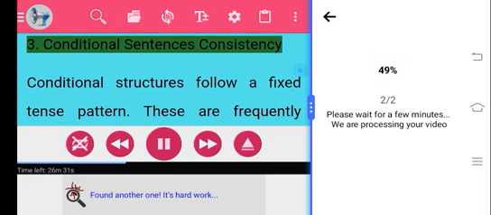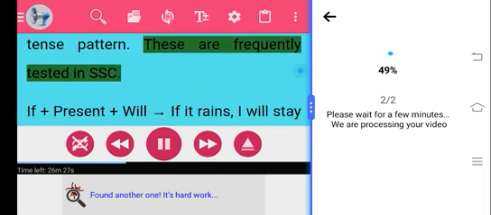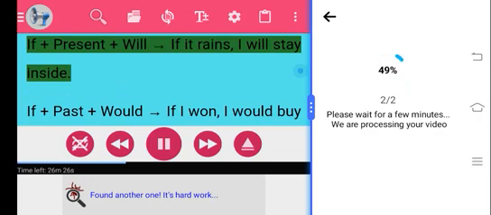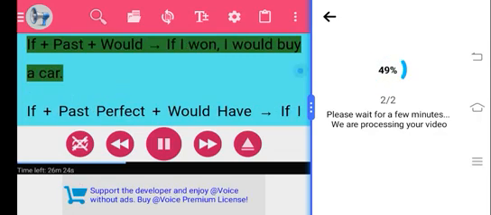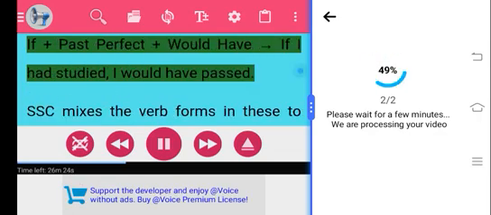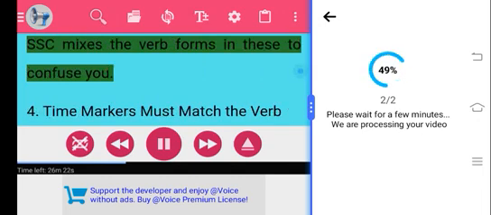3. Conditional sentences consistency. Conditional structures follow a fixed tense pattern. These are frequently tested in SSC. If plus present plus will: if it rains, I will stay inside. If plus past plus would: if I won, I would buy a car. If plus past perfect plus would have: if I had studied, I would have passed. SSC mixes the verb forms in these to confuse you.